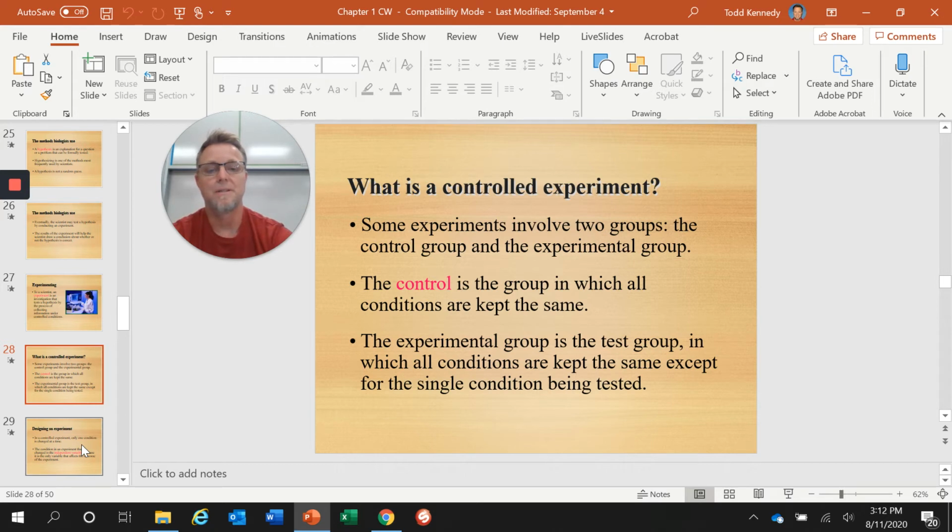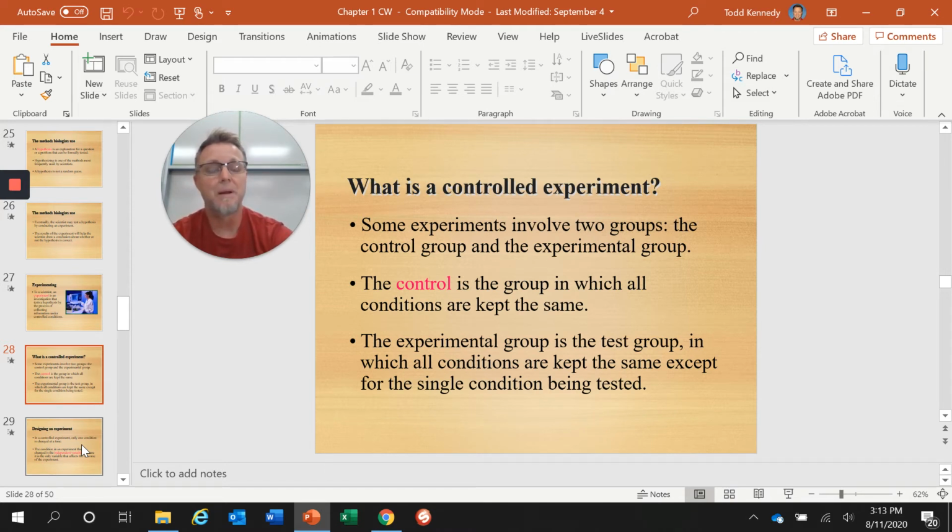So the control group is the group in which all of the conditions are left alone or in as natural a state as possible. The experimental group is the test group. This is the one that we run our experiment on, or we apply what's called our variable to it.